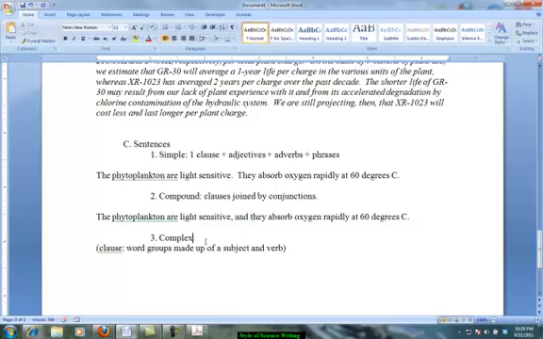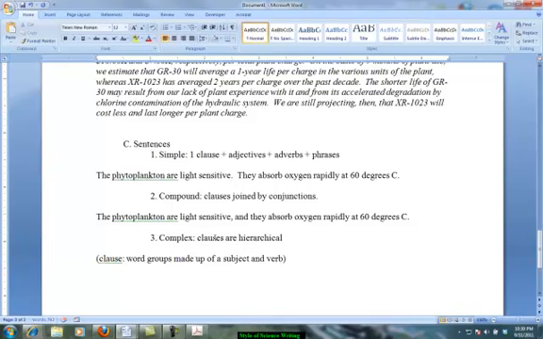Now, in a complex sentence, the two clauses have a hierarchical relationship. You notice here, the phytoplankton are light sensitive. They absorb oxygen rapidly at 60 degrees Celsius. Those two clauses, they're kind of on the same plane. Their information is equally important, I suppose. But in a complex sentence, the clauses are hierarchical.